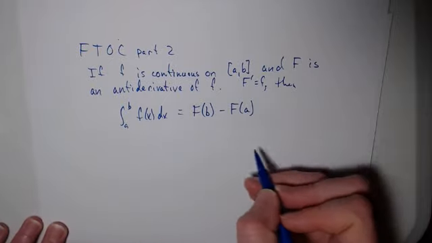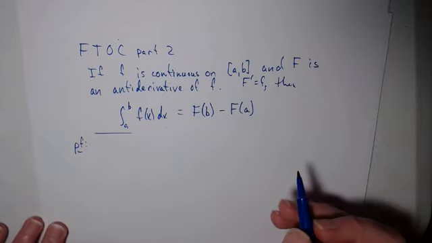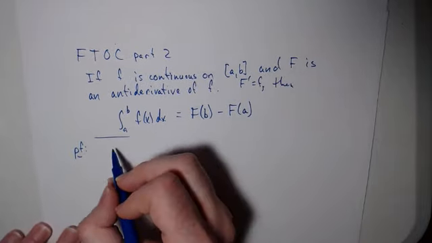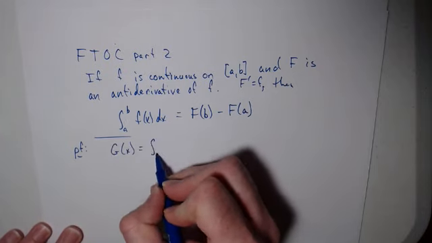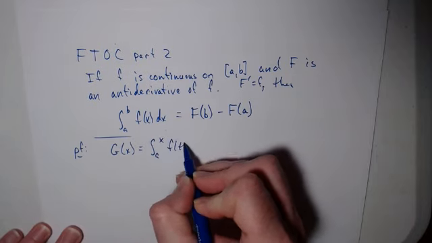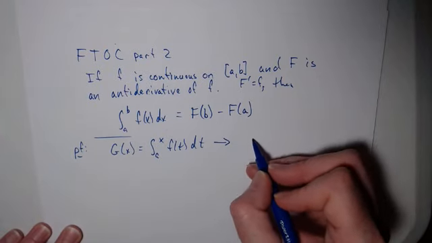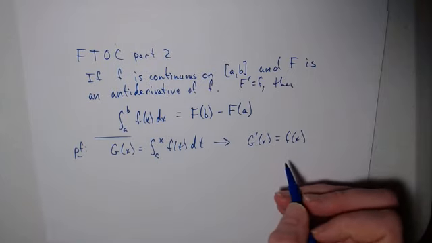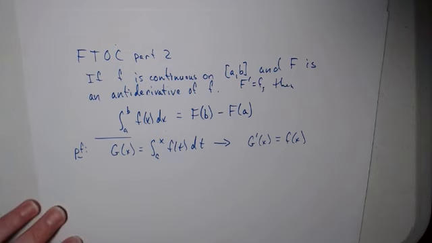So let's prove this. First of all, f is continuous, and so the fundamental theorem part 1 tells us that we can define g of x to be equal to the integral from a up to x of f of t dt, and that tells me that g prime of x will be f of x. So that g is an antiderivative of little f.